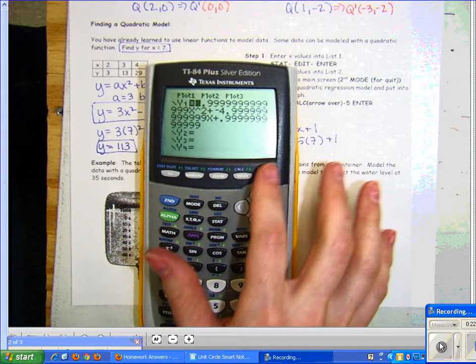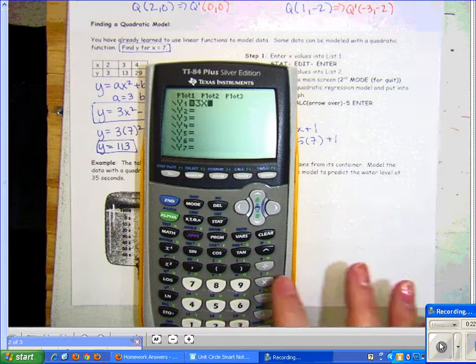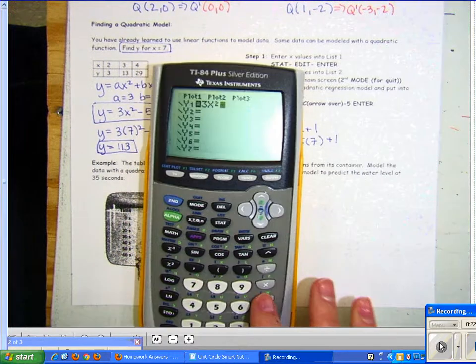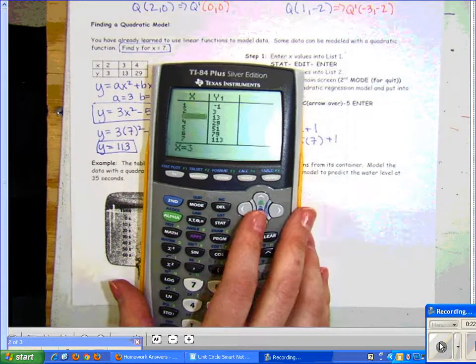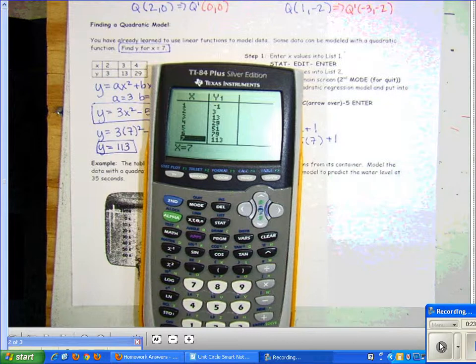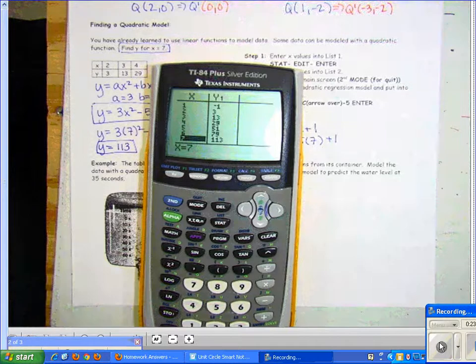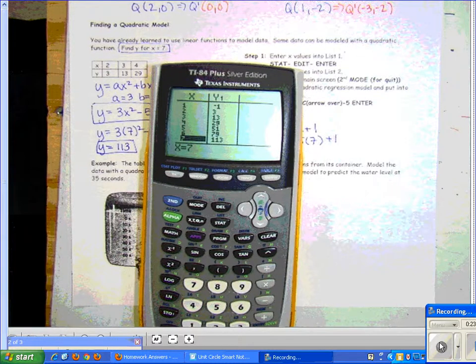For some reason the calculator had this weird rounding when it put it in there, but it's the same thing. Or if I wanted to, I could just type it in by hand: 3x squared minus 5x plus 1. It comes in handy when you plug that in, because when you get very long values for equations and you have a lot of high numbers to plug in, it makes it a lot easier to use that and look at the table.